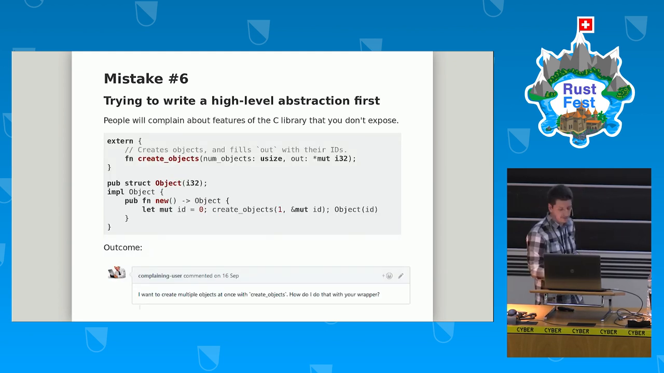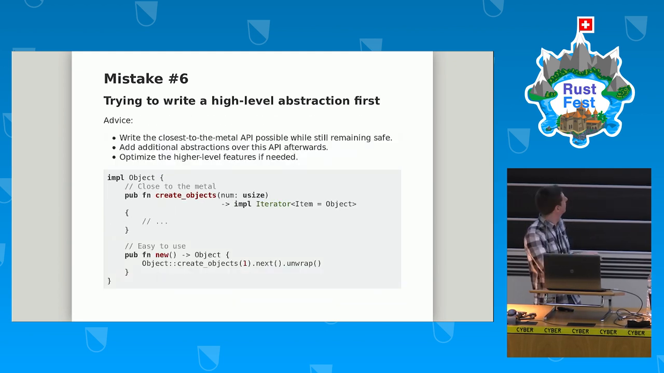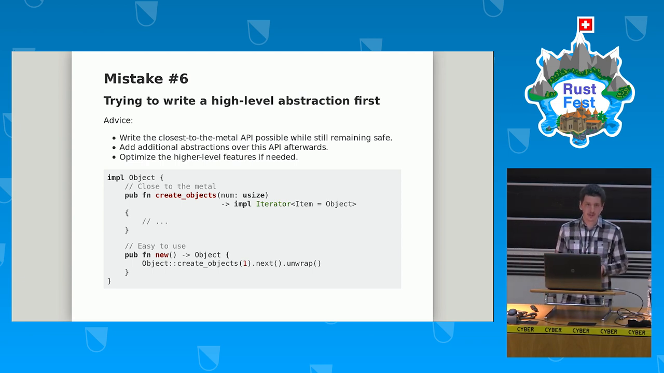here is how you fix this. You first write a create objects wrapper, a wrapper on create objects, which directly calls the C function create objects, and that can return any number of objects as needed. And then on top of create objects, you add another function named new, which creates one object. So you have the best of both worlds.